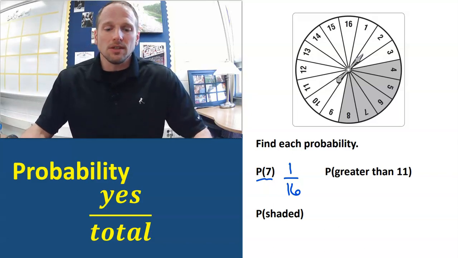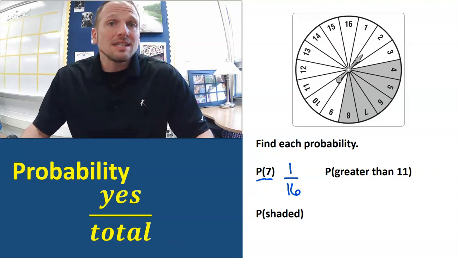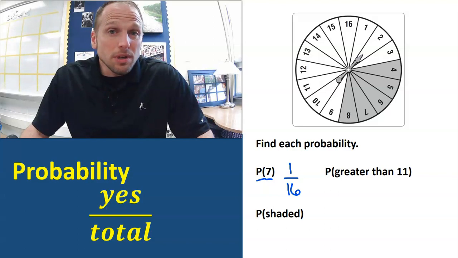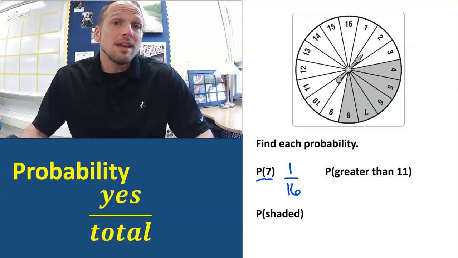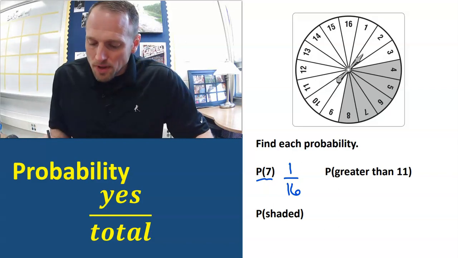So what's the probability of spinning a 7? 1 out of 16. So what does this mean practically? Practically, it means you could spin that 16 times. And if you spin it 16 times, you would expect to get a 7 once, okay? How about the next one?